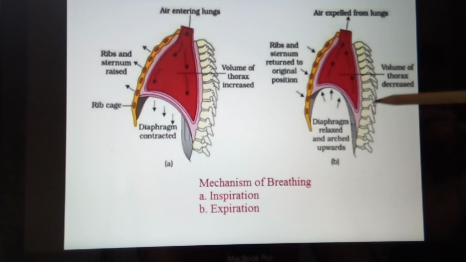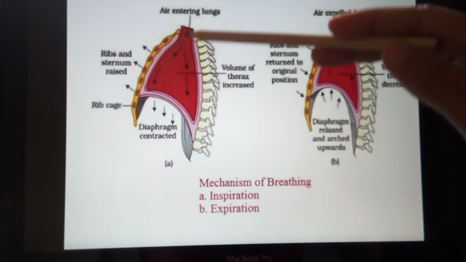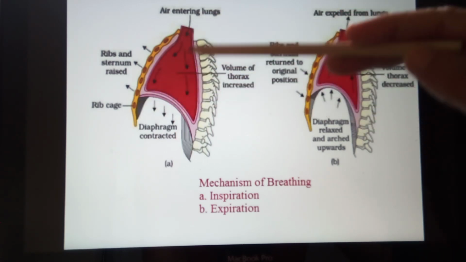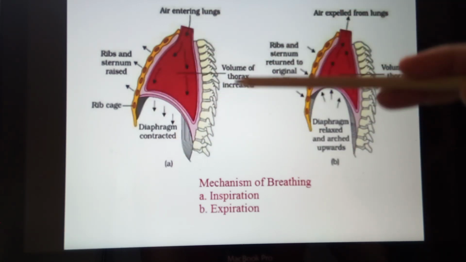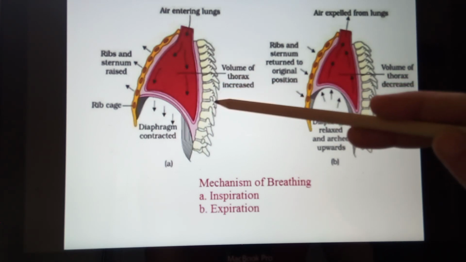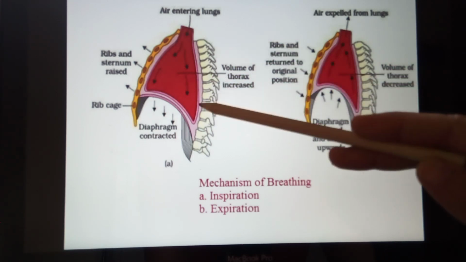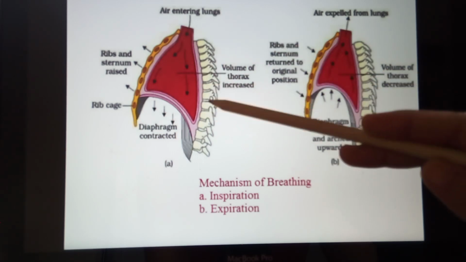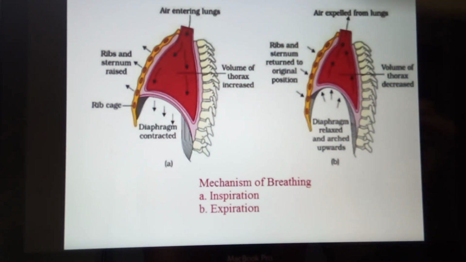In this mechanism, these are the ribs and this is the diaphragm. This is air entering the lungs. Why is it entering? The diaphragm contracts, then the intercostal muscles contract, the external intercostal muscles contract. So the process of inspiration is done. Air enters the lungs and the volume of the lungs increases. And when both are relaxed, meaning the external intercostal muscles and diaphragm relax, the volume of the thoracic cavity decreases, so air is exhaled from the lungs and expiration is done.